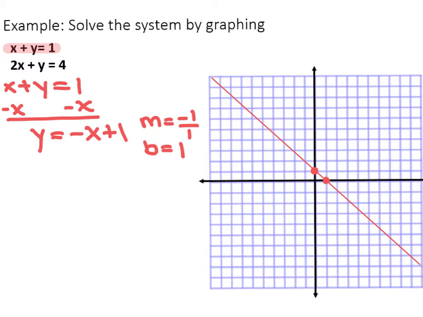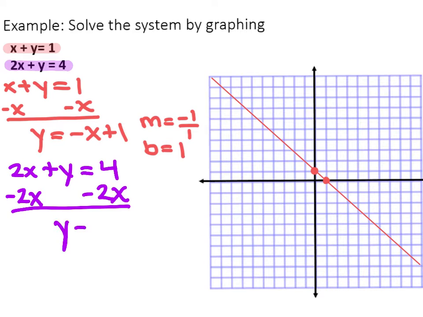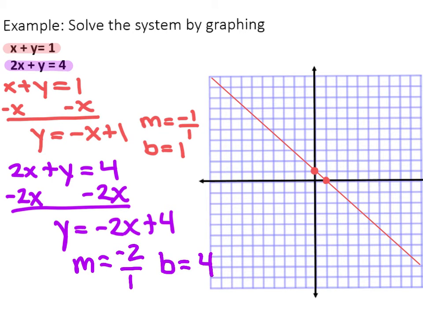Then we're going to do the same thing for the other equation. So our other equation is 2x plus y equals 4. If I want to solve to get y by itself, I have to move the 2x. So I would subtract 2x from both sides to get y equals negative 2x plus 4. So the slope is negative 2 over 1, and the y-intercept is 4. So I can plot my point at 4 on the y-intercept and graph another point using the slope. And then finally draw on the line.